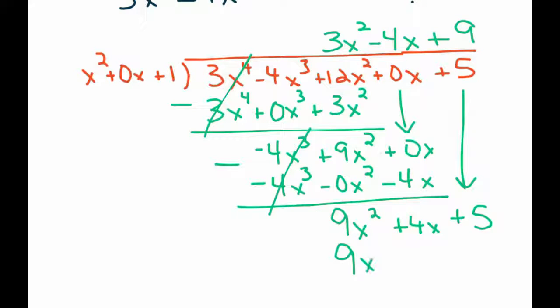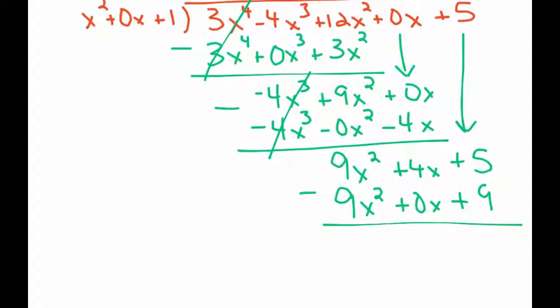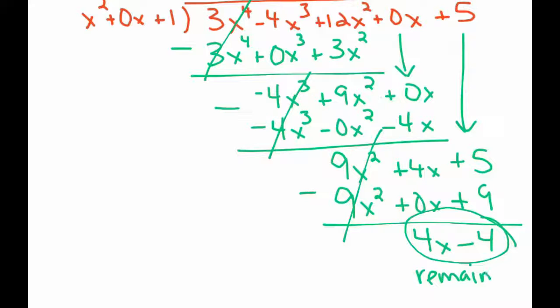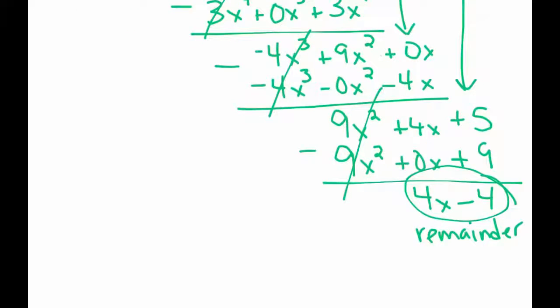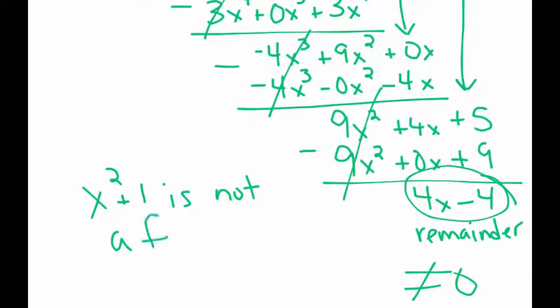9x squared plus 0x plus 9, and we're going to subtract. So these should cancel when I subtract. 4x minus 0x is 4x, and 5 minus 9 is negative 4. Since I have no other numbers to bring down, this is the remainder. The remainder was not 0. If the remainder is not 0, then x squared plus 1 is not a factor.